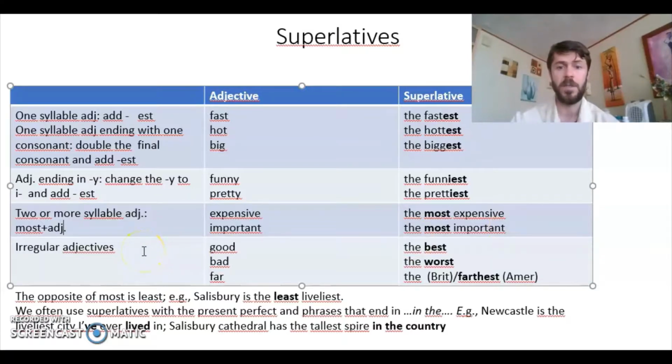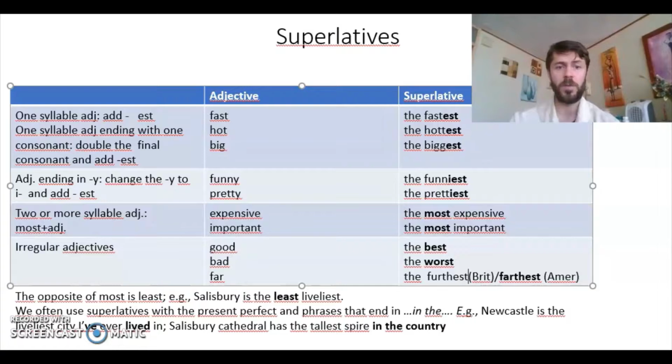Irregular adjectives. So good, the best, bad, the worst, and far. In American English, it's the farthest, but I didn't say this because I'm British, so I said, do you remember? The furthest.